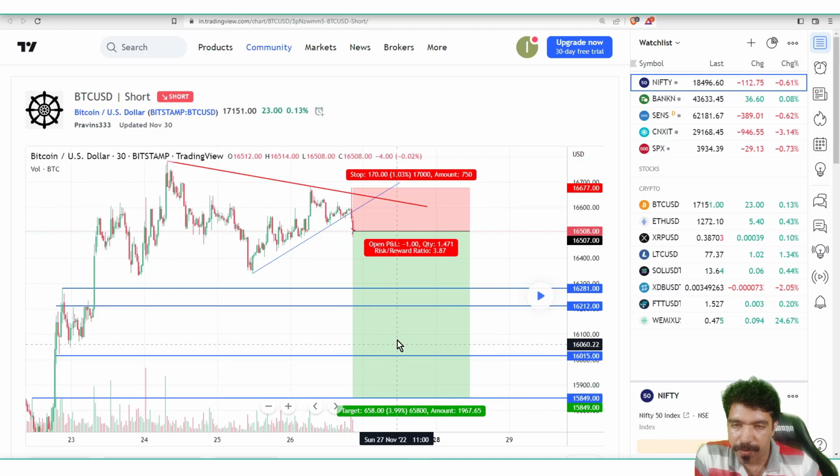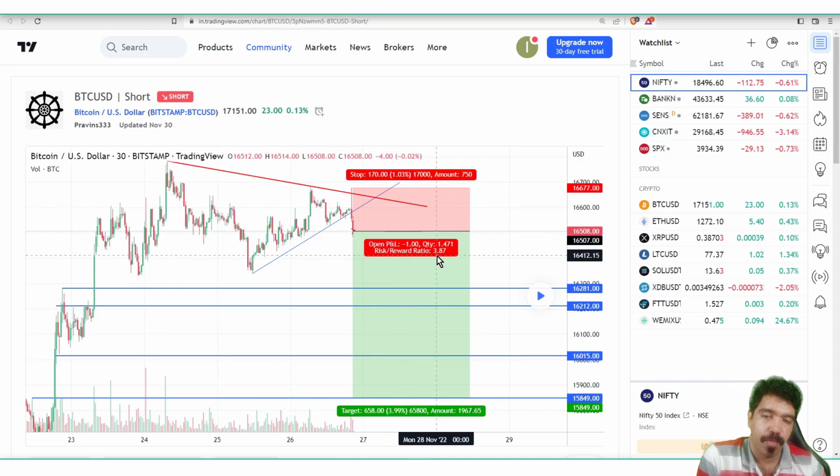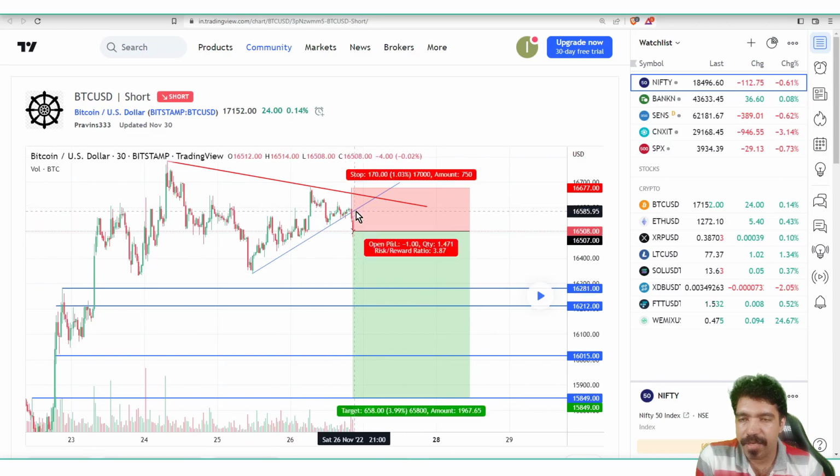So this is a good amount of risk to reward ratio, that is 3.87. So the profit to loss factor is 3.87. That means the profit can be 387% as compared to 100% loss. So nearly the profit is 4 times as compared to our loss. So this is a good trade if this condition is fulfilled.